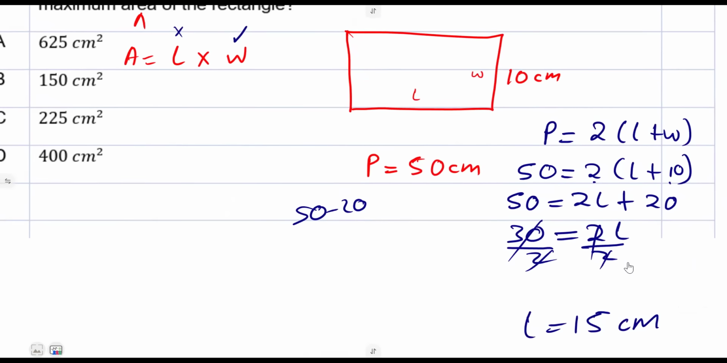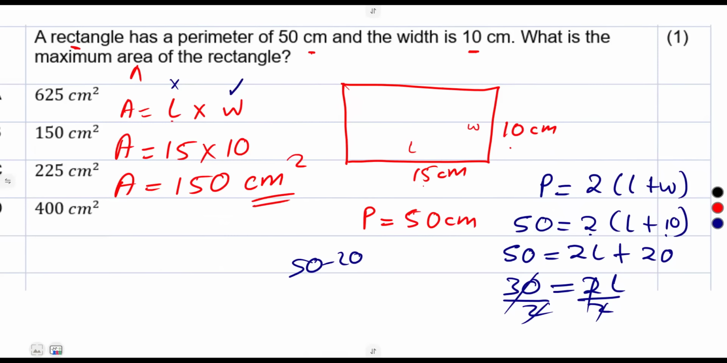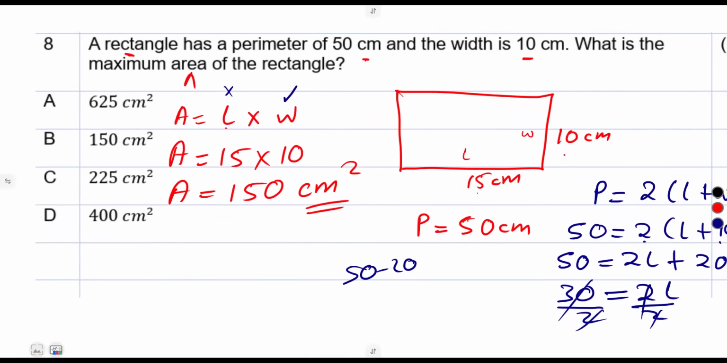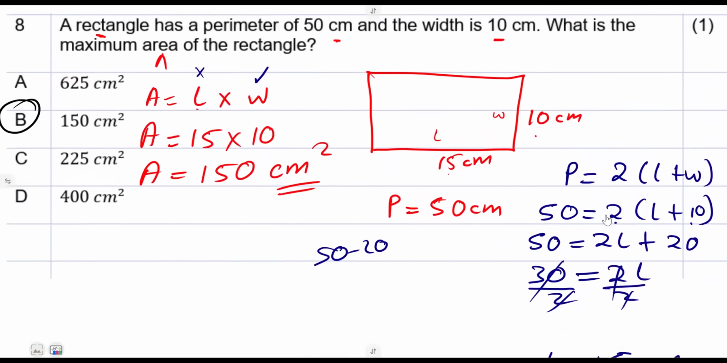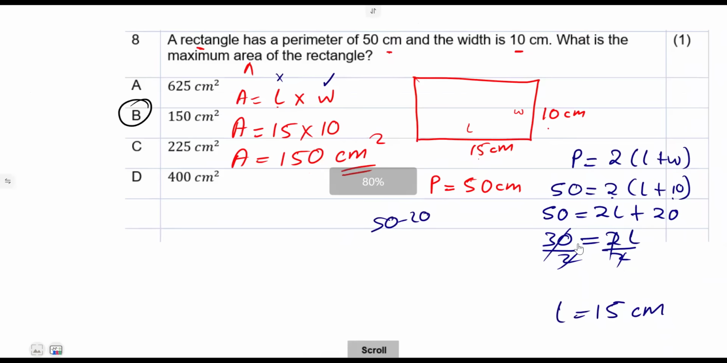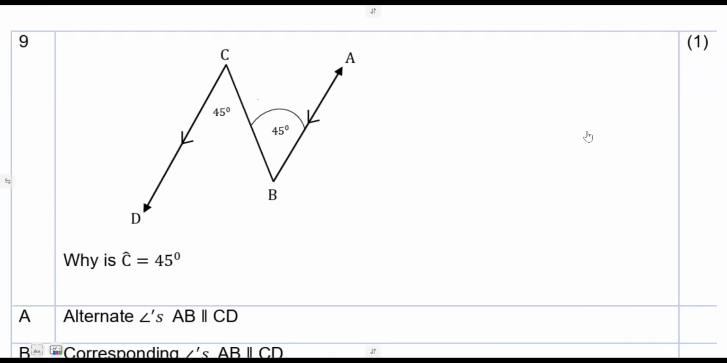So the length of this rectangle, we know it's 15 centimeters. So therefore, our area is going to be what? Length, which is 15, times the width, which is 10. So that's our area, 15 times 10, 150 square centimeters. So the best answer where we have got 150 is B. All right, so that's it. You just have to figure out from the information that you are given, what is it that you can calculate from that.